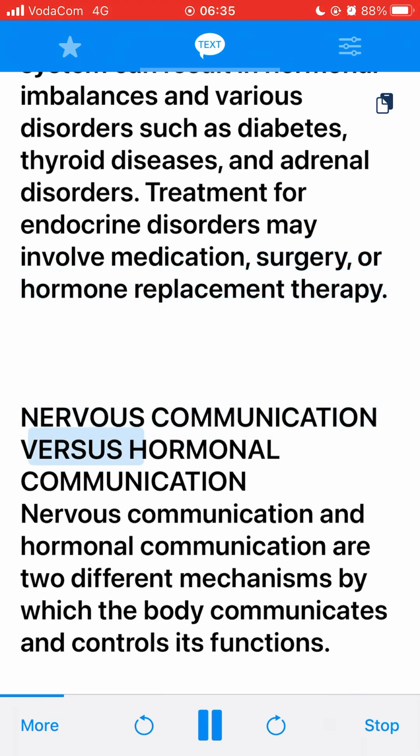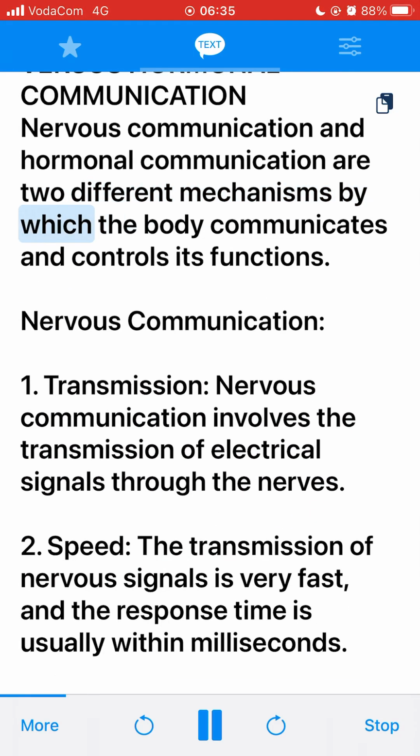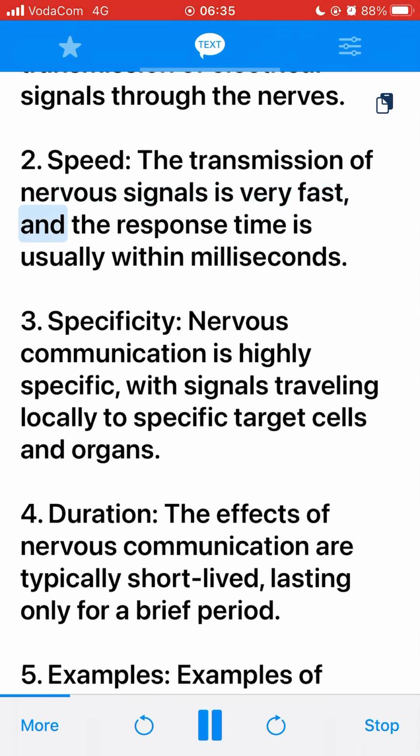Nervous communication versus hormonal communication. Nervous communication and hormonal communication are 2 different mechanisms by which the body communicates and controls its functions. Nervous communication. 1. Transmission. Nervous communication involves the transmission of electrical signals through the nerves. 2. Speed. The transmission of nervous signals is very fast, and the response time is usually within milliseconds.